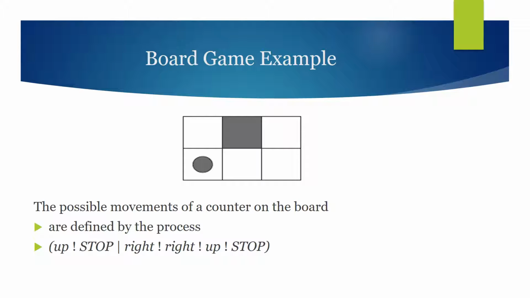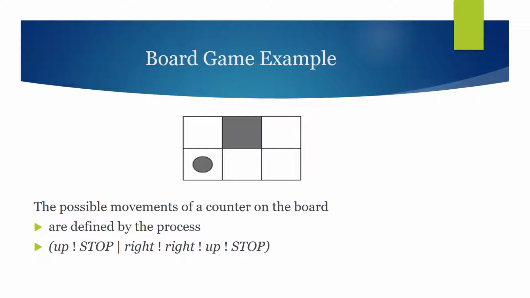Similarly, we come to another example of a board game. It is a simple board and a ball game where the ball has to move either up or right and come to a stop state. If we consider the board game example here, the ball can either move up or right and then up, because it can't touch the gray space.